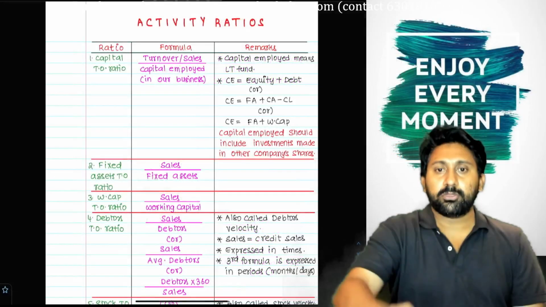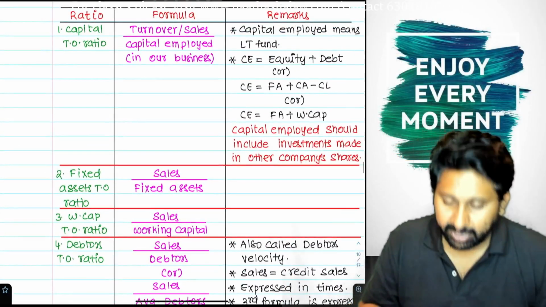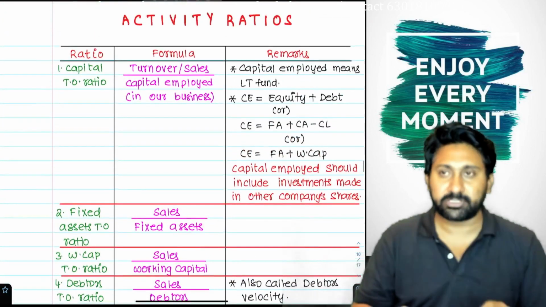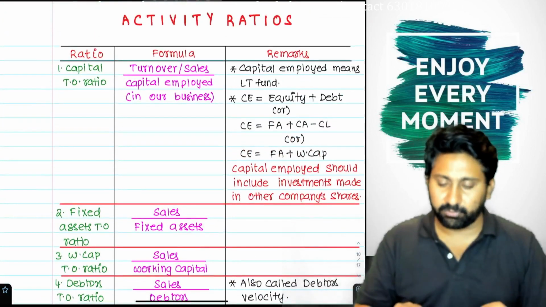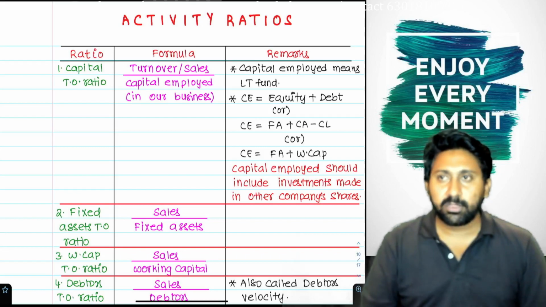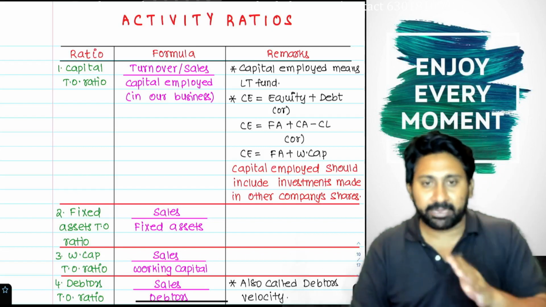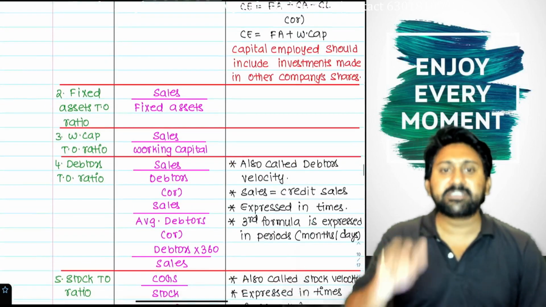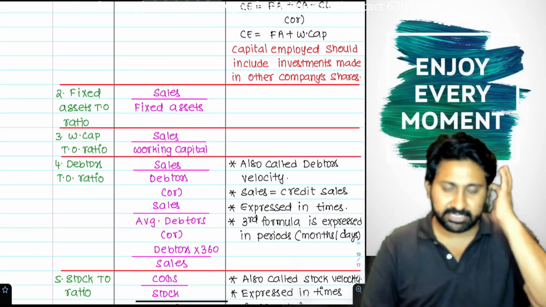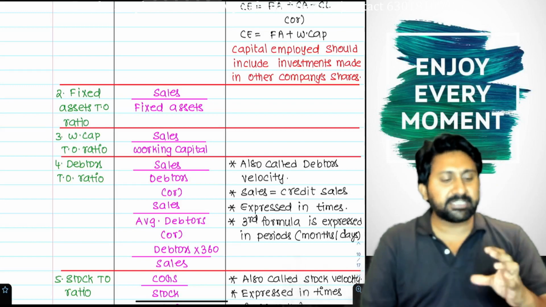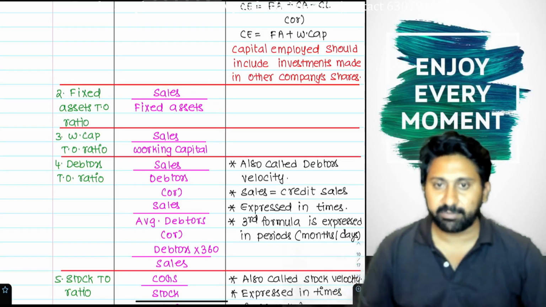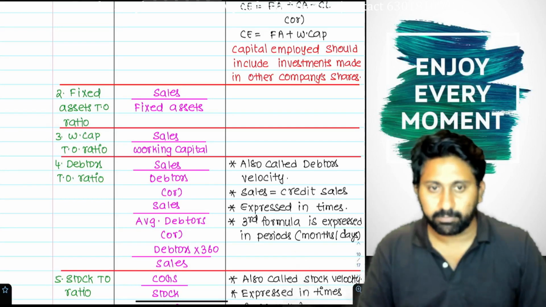Okay, completed. So these are called activity ratios. One more time I'm repeating, there are 6 activity ratios. Capital turnover ratio: we employ capital in the business, and how much sales are generated with the capital employed? Sales by capital employed into 100. Fixed assets turnover ratio: fixed assets are used to generate sales. How much sale is generated by fixed assets, how much have we utilized?